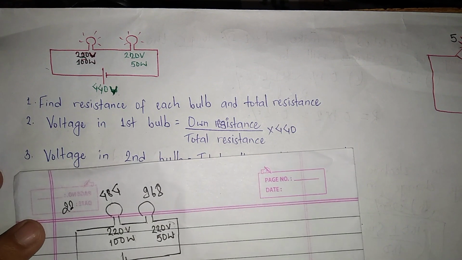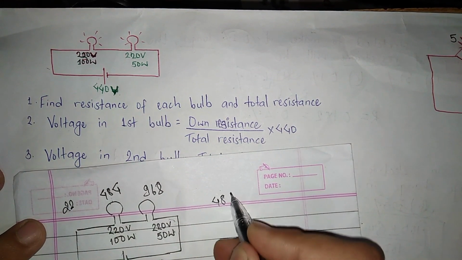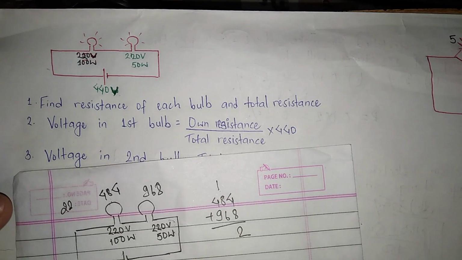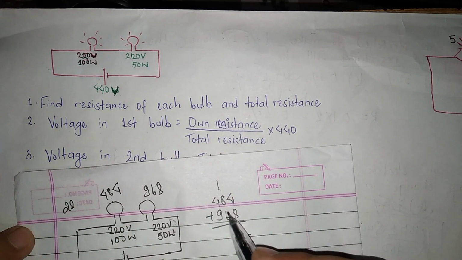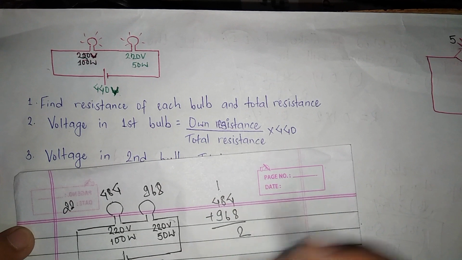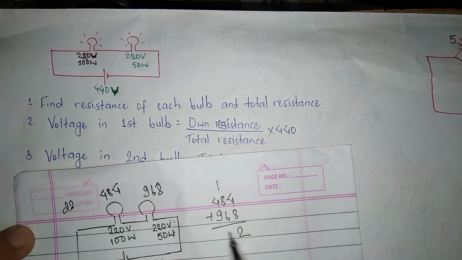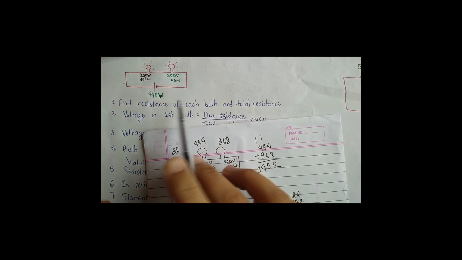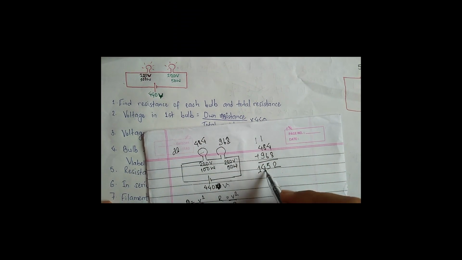So now the total resistance is 484 plus 968. If you add the two resistances, as they are in series, it comes to 1452.